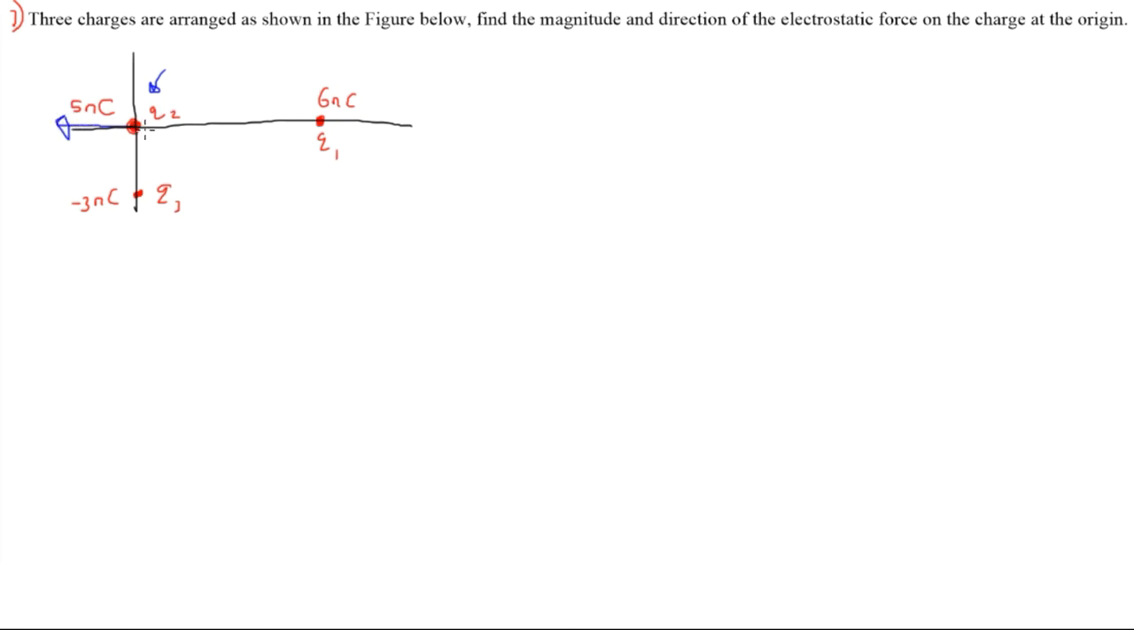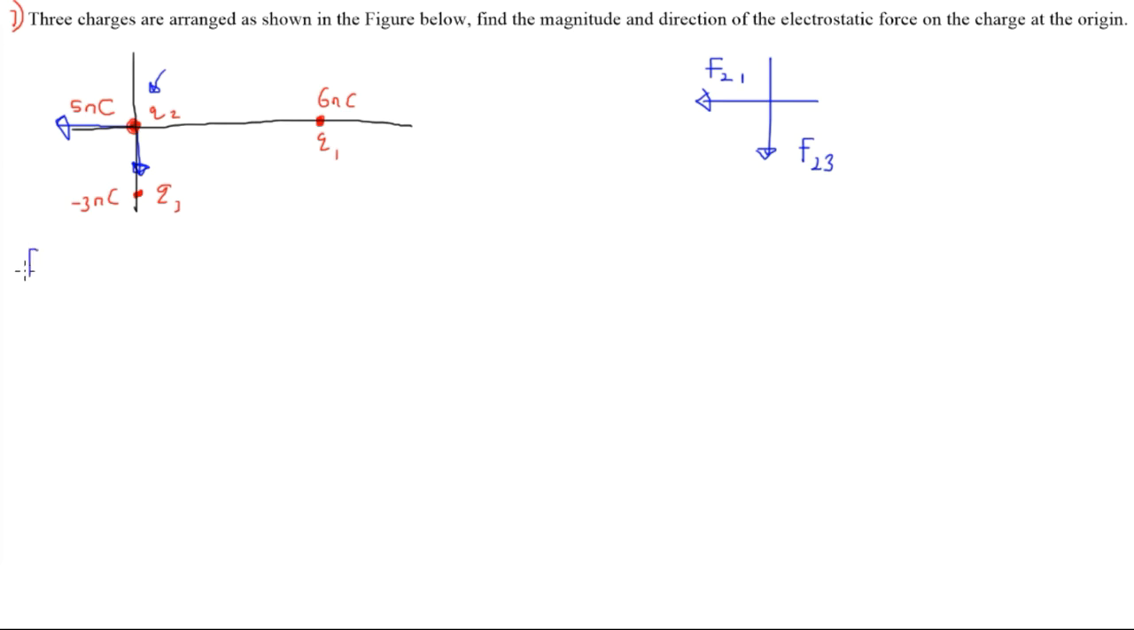Also, because of the presence of Q3, because Q3 is negative, they are unlike charges, so it should attract. So Q2 will have to move towards Q3. Okay, so I can just have the directions right here. So I have F on 2 due to 3, and then this one F on 2 due to 1. Those are the directions. Okay, now let's find the forces.